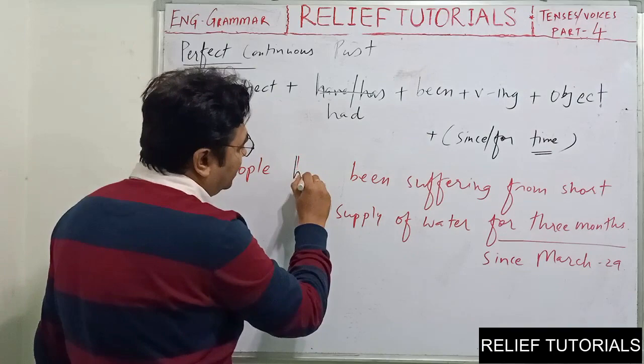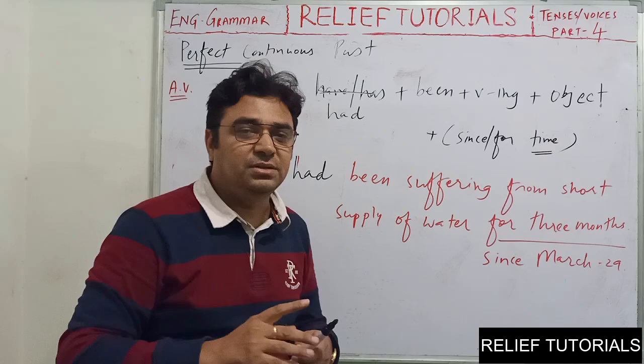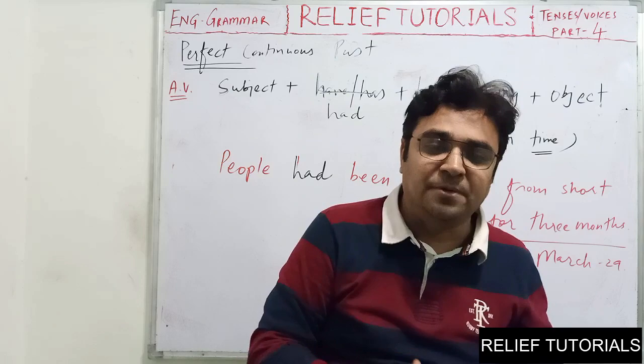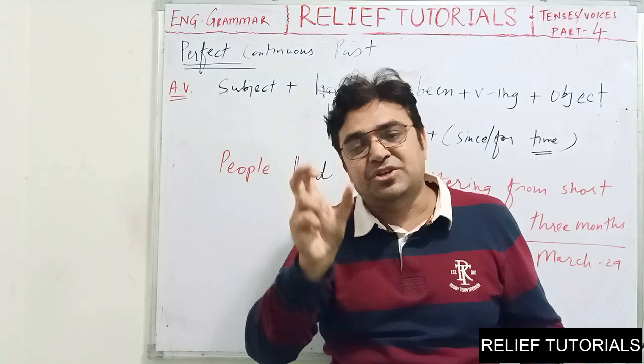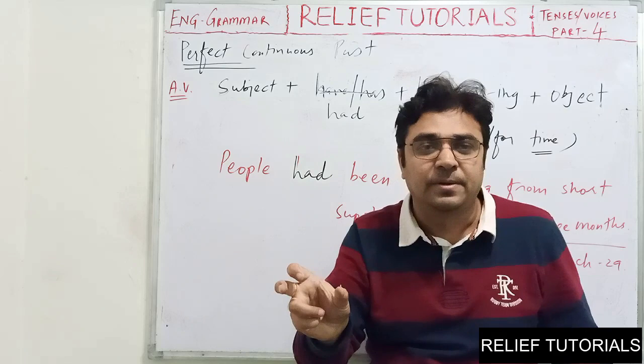So the action started in the past at a certain time, carried on to a certain time in the past, and then over, and now the new action is going on. So the action which was not going on in the past, which did not happen in the past, but action continued for a certain duration in the past. So the duration of the action can be shown using perfect continuous past tense.